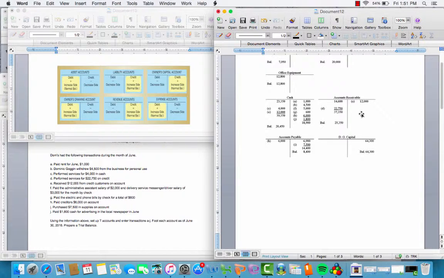We have less of an IOU in that case. It went down by $12,000 when we got paid.